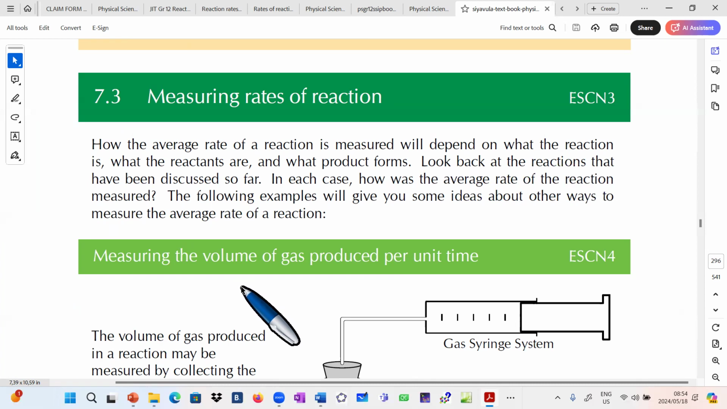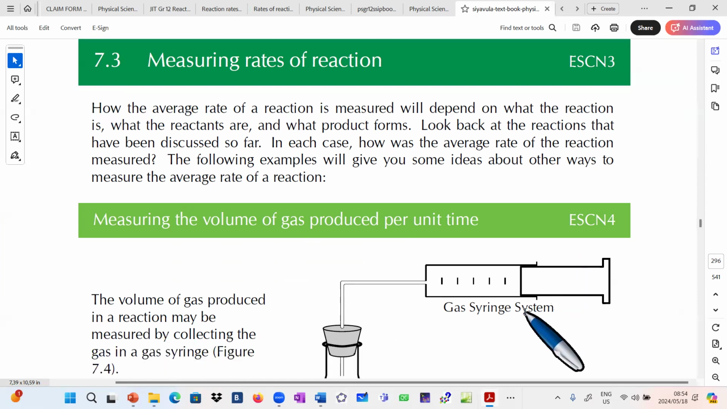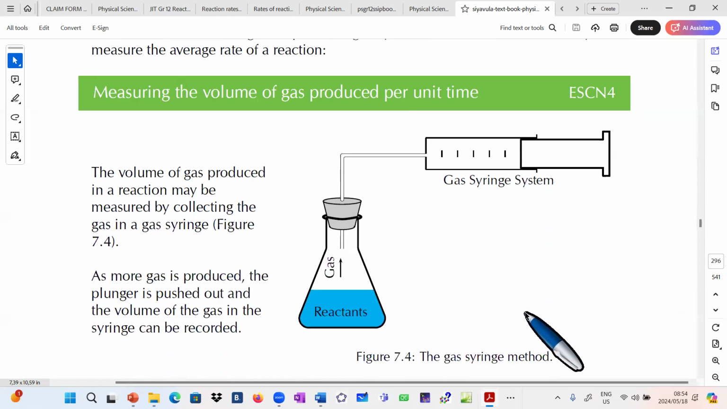We continue to analyze this here. Okay, measuring the volume of gas produced per unit time. How much gas is produced? Now, to understand how much gas is produced in a chemical reaction, for instance, if you have the gas syringe method, you can use a gas syringe to measure the amount of gas formed, or the volume of gas produced per unit time.